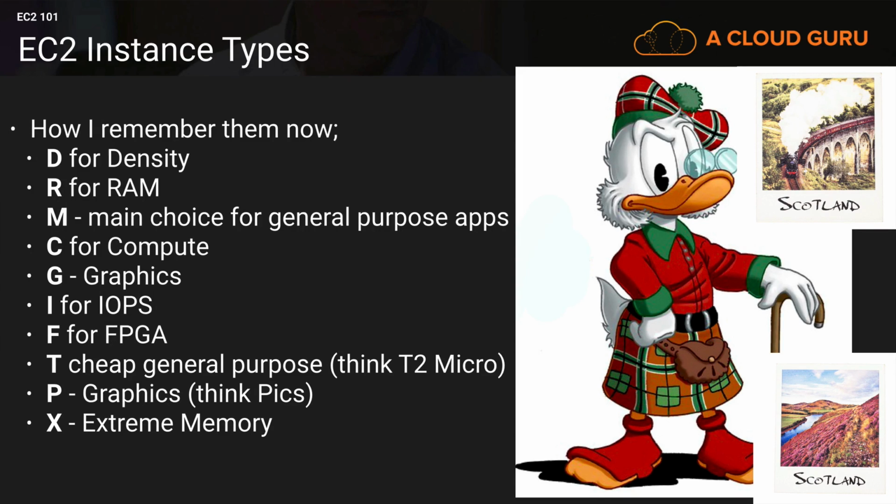C is for compute. G is for graphics. I is for IOPS. F is for FPGA, which is field programmable gate arrays. Again, very, very, very new. T is for general purpose compute, and we're going to be using T2 micros all the time throughout the rest of this course, so you're going to be very familiar with them. P is for graphics, so just think of PICs. And then X is for extreme memory. So things like SAP HANA need a huge amount of memory. So X is for extreme memory.